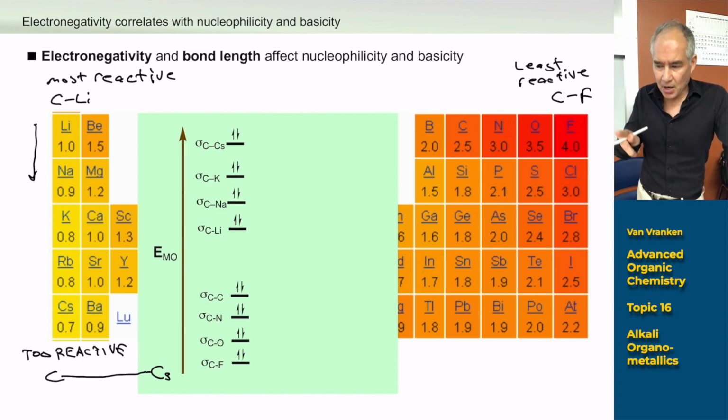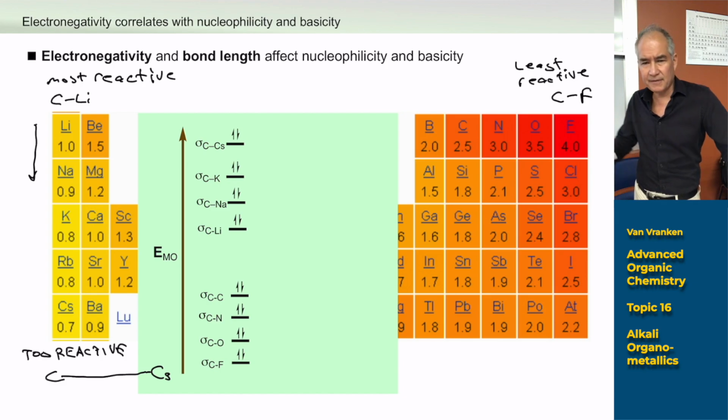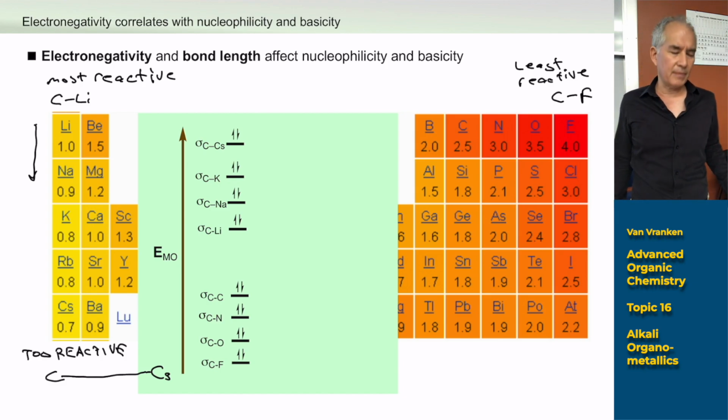I think we'll talk about this shortly. The question is, is this carbon-cesium bond more like a dative bond? No, as long as I draw it with the correct charges, it's not a dative bond. We'll get to this in a second.